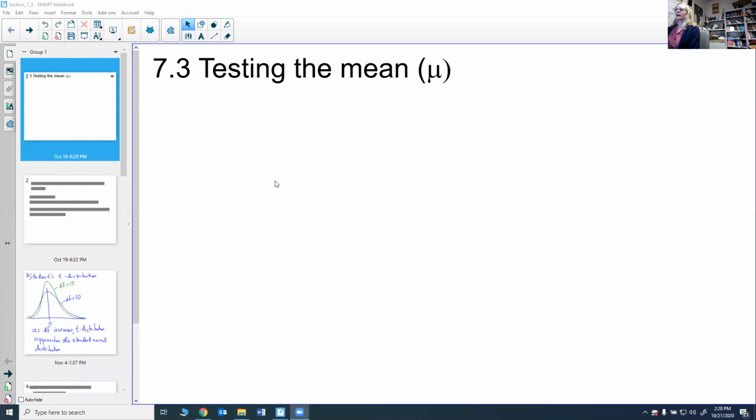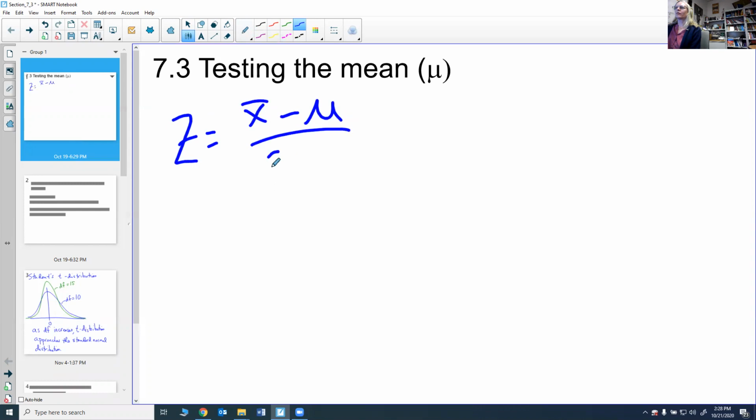So we're going to look at how we can test the mean for a hypothesis test for one sample. When we looked at introducing hypothesis testing, we looked at the fact that Z was equal to X bar minus mu over sigma over the square root of n. This is the population mean. This is the population standard deviation.